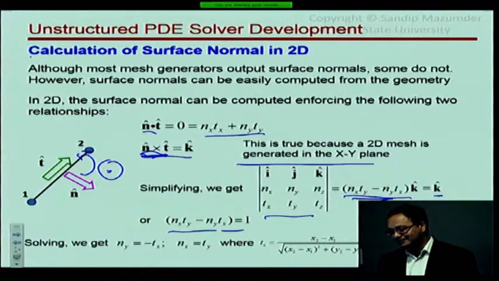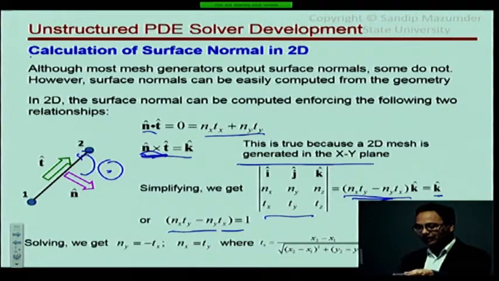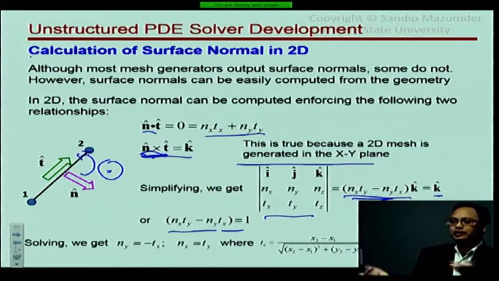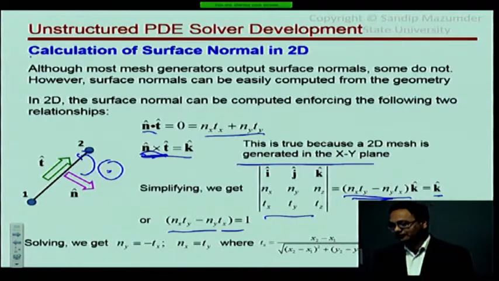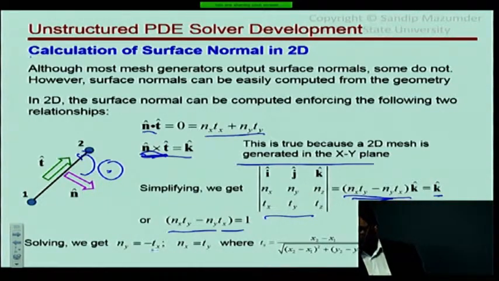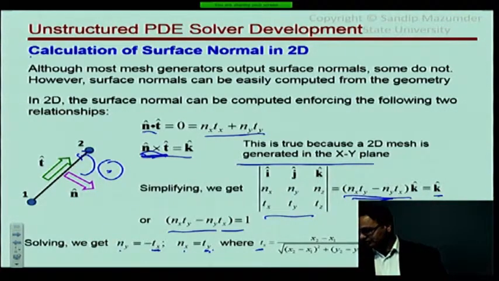Okay, now again, this is something we are taught at the high school level, where we say, okay, if I have a line and I want to calculate the perpendicular of the line, you exchange the x and y components, and then you make one of them negative. Okay, that's what is happening. You've exchanged the x and y components. As you can see, the ny has a tx and the nx has a ty, and then one of them is negative.